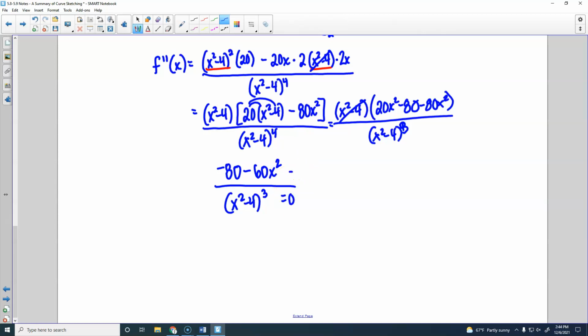Since we already made a sign line for that, you don't necessarily have to. So we're going to set top and bottom of this equal to 0 because we need to know concavity. So we get negative 80 equals 60 x squared divided by 60. I'm not sure if that's supposed to happen or not. Have I messed up my signs somewhere? It's too much for me to process.